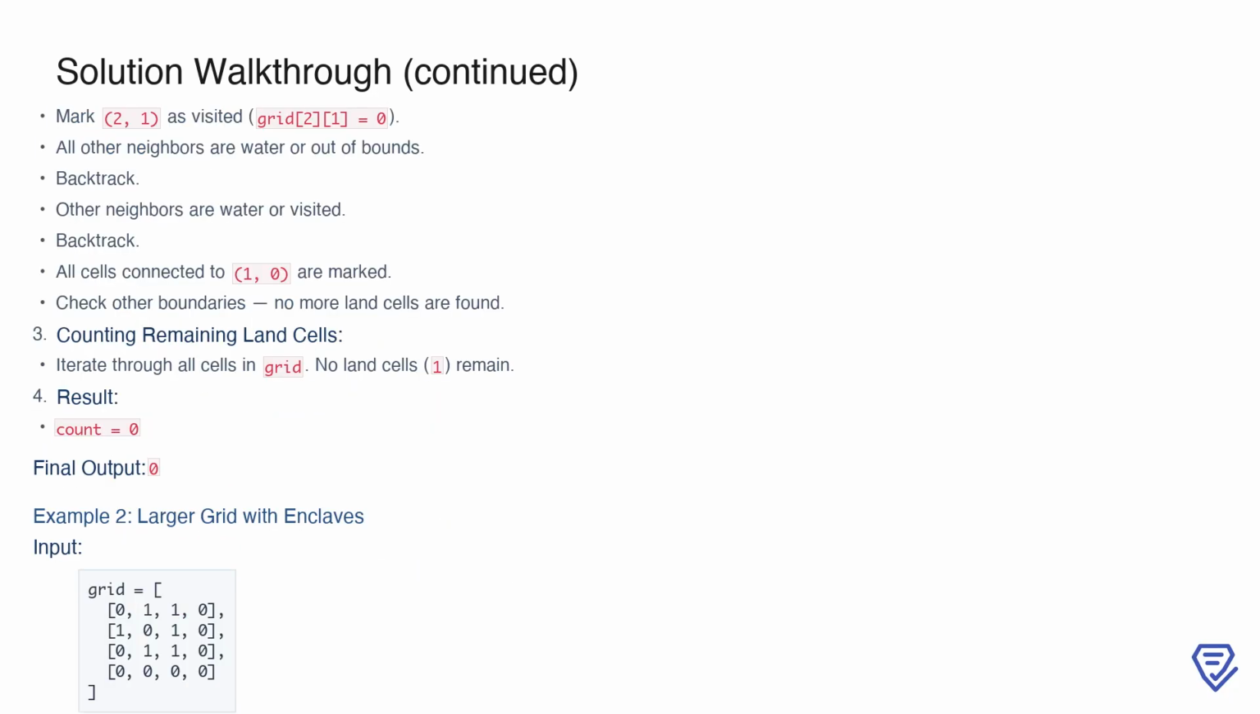Now that we've handled the left boundary, no more land cells connected to the boundary are found on the other sides. With all boundary-connected land cells now marked as water, the next step is to count the remaining land cells in the grid. We iterate through all the cells and find that no land cells remain, as all 1s have been converted to 0s during the DFS traversal. This means there are no enclave land cells completely surrounded by water. The result is a count of 0, which we return as the final output for this example.